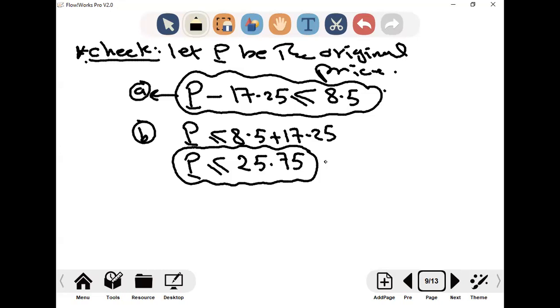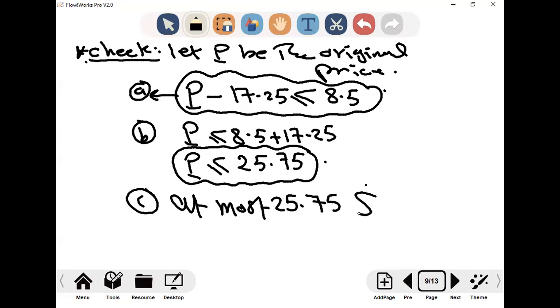In part C, they said the original price of the sweatshirt was at what? At most. So in part C, you will say at most 25.75 dollars.